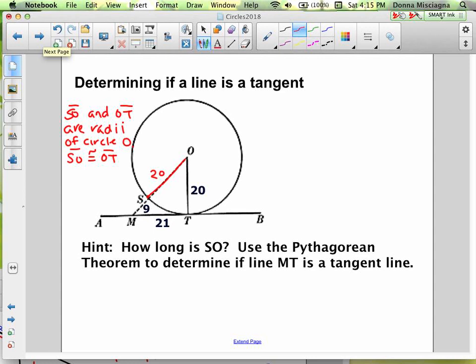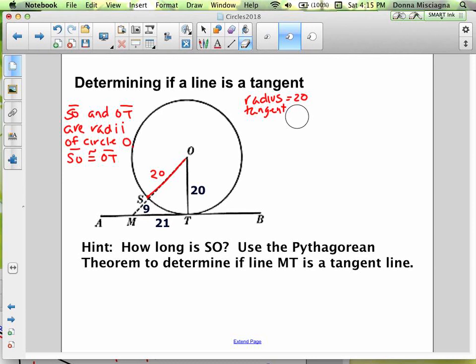So now we have the side lengths of our triangle. The radius is 20. The tangent, or what looks like it could be a tangent, what we're checking to be a tangent, well, maybe we should call it question mark tangent, because we don't know if it's a tangent. It's only a tangent if the Pythagorean theorem holds, is 21, and that's MT.